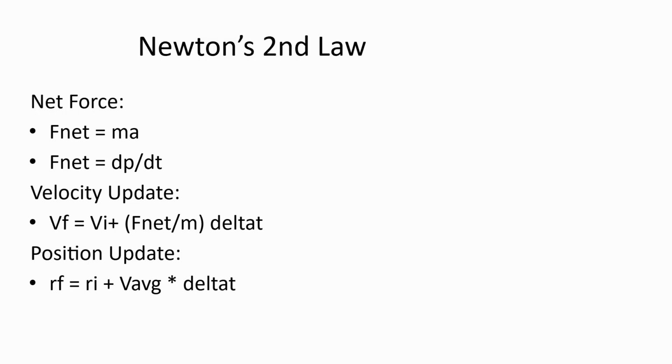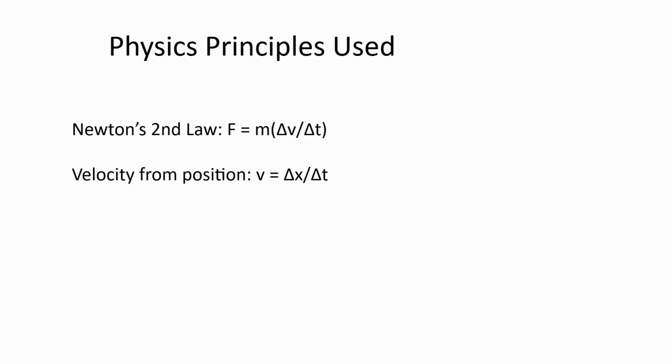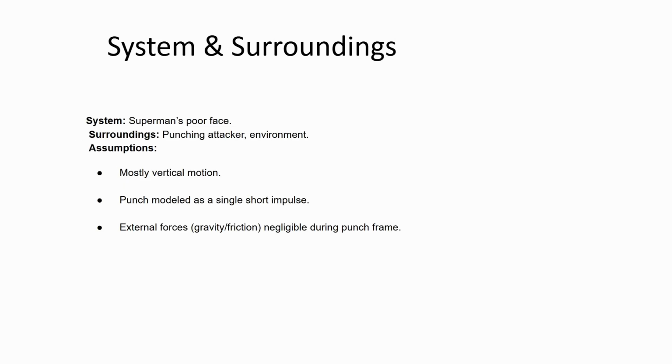To calculate the force of the punch, I use Newton's second law in its momentum form, where force equals mass times change in velocity over change in time. I also use the velocity and position update equations to understand the clone's motion frame by frame. Other physics principles I used are, again, Newton's second law, as well as the velocity from position formula, which states that velocity equals change in position over change in time.